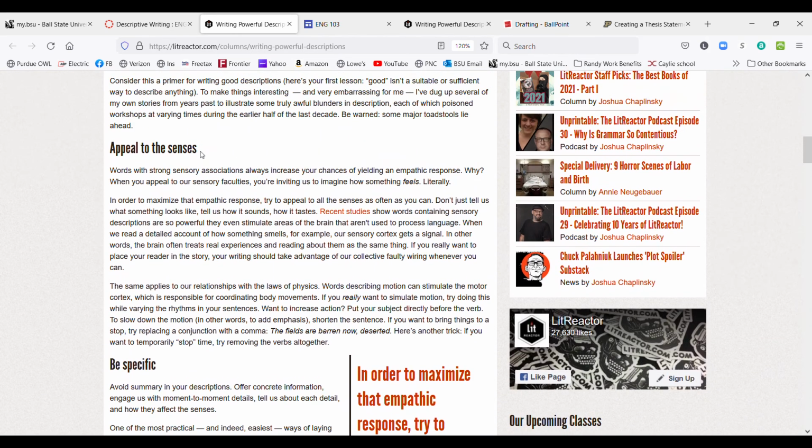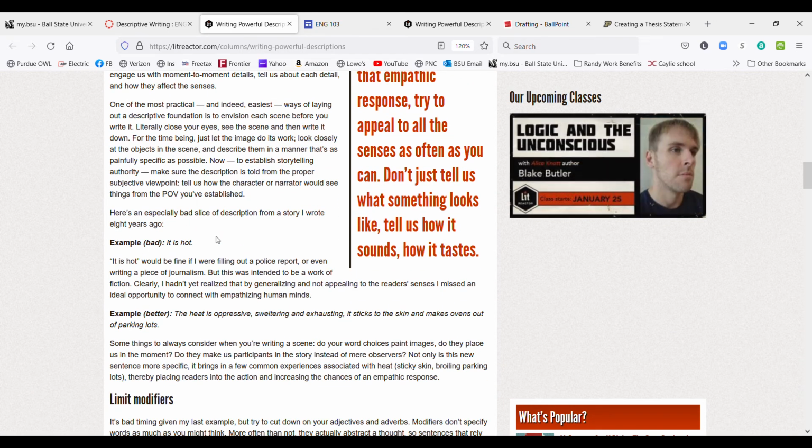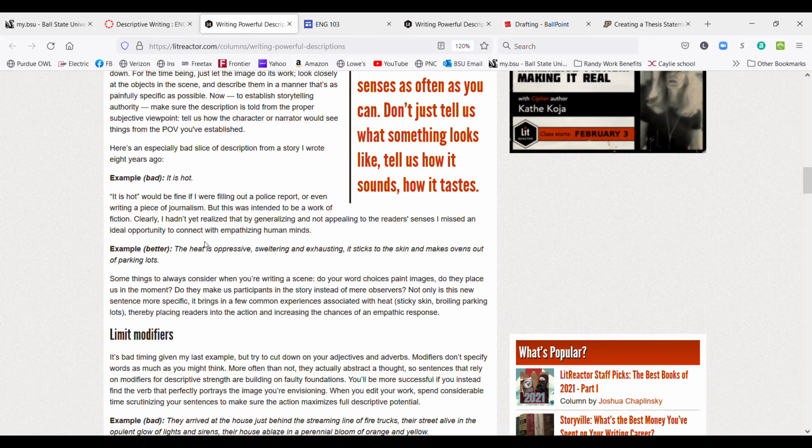You want to make sure that you are going to appeal to the senses, not just one of what you can see. You want to talk about all of them. You want to be specific. These give examples. I love this one. Example, bad. So this is a bad example. It is hot. Yeah, we know what hot means and we can picture it. But when you read the better, the heat is oppressive, sweltering, and exhausting. It sticks to the skin and makes ovens out of parking lots.